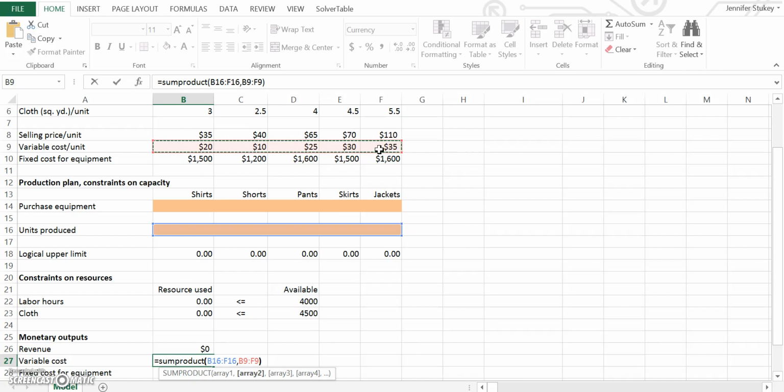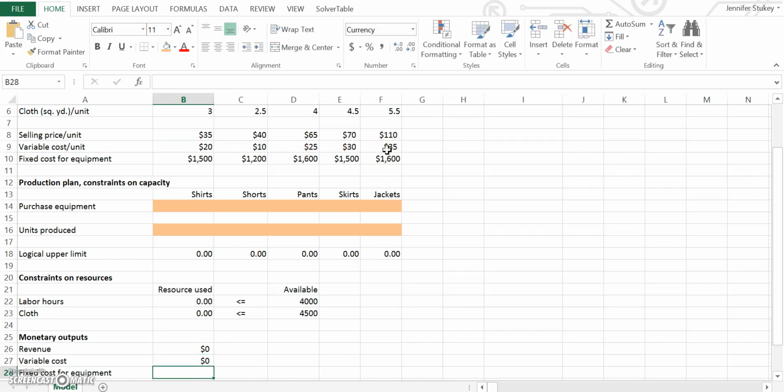And again, remember what a sum product does, in case you can't remember: in this case, it's going to take B16 times B9 plus C16 times C9 plus D16 times D9 plus E16 times E9 plus F16 times F9, and add all of those products together.